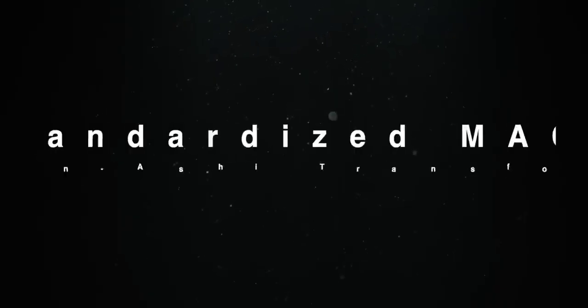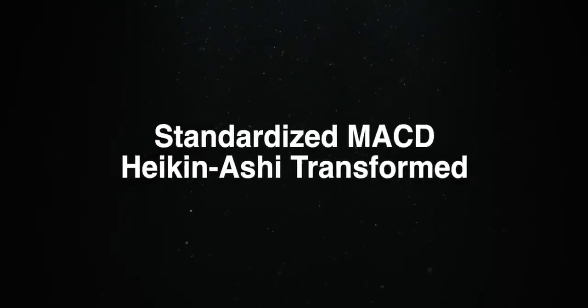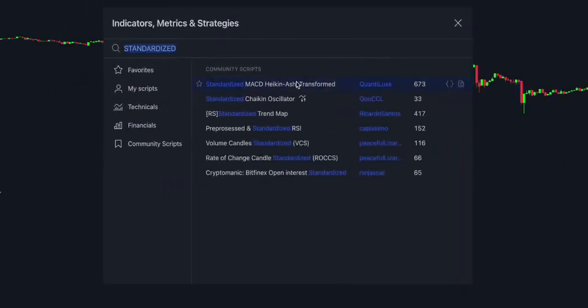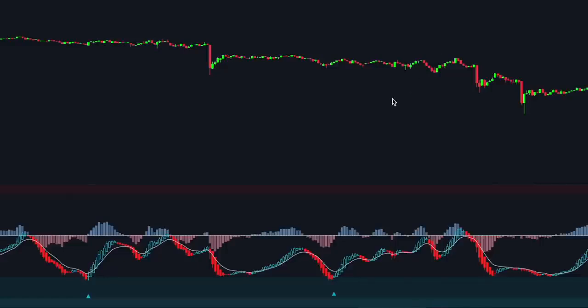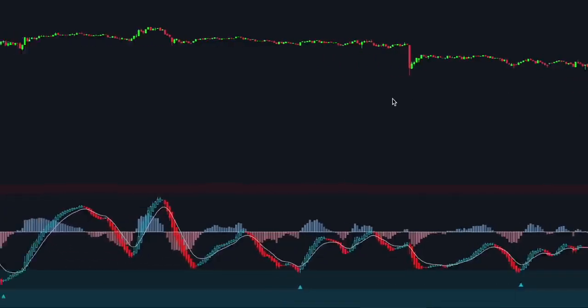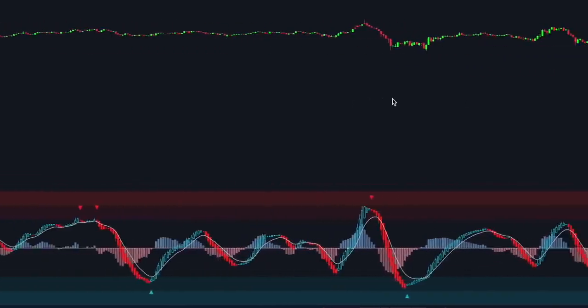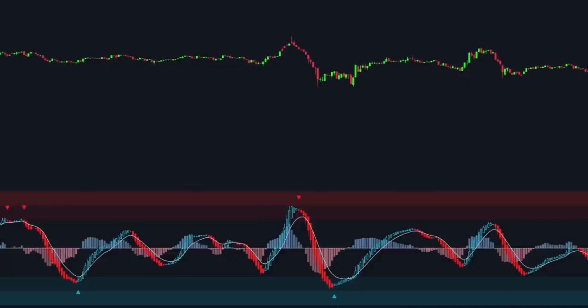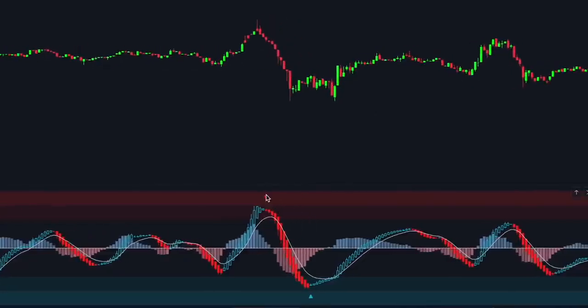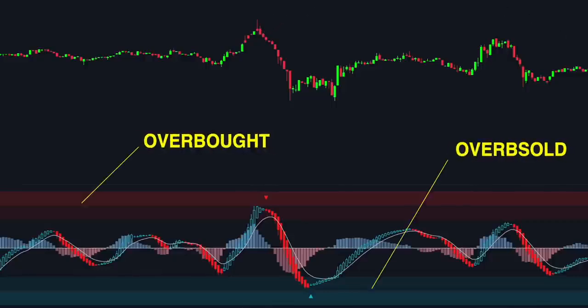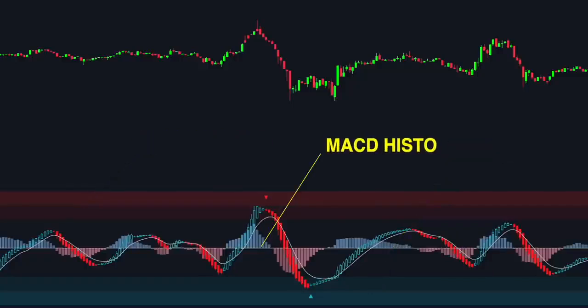This one is called Standardized MACD Heikin-Ashi Transformed. This advanced oscillator is designed to overcome the limitations of the traditional MACD. It offers a more robust and standardized measure of momentum, making it comparable across different timeframes and securities. By incorporating the Heikin-Ashi transformation, the St. MACD provides a smoother visualization of trends and potential reversals. This indicator comes with overbought and oversold zones, MACD histogram, Heikin-Ashi candles, and buy and sell signals.